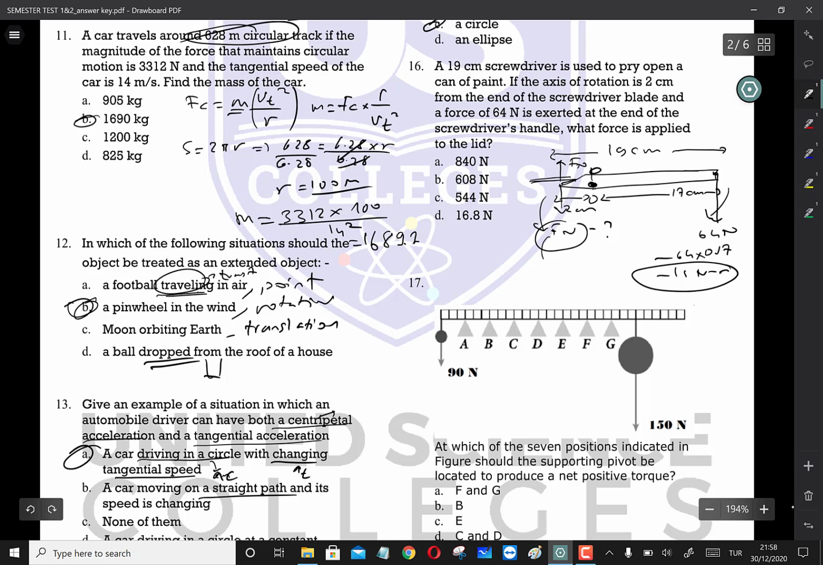And the Fn, the force between the lid and the blade, produces a torque which is positive Fn multiplied by 2 centimeters, 0.02. So the sum of these two torques must be equal to 0. Then 0.02 Fn must be equal to 11. Divide by 0.02. 11 divided by 0.02 is equal to 544. This is the correct answer.